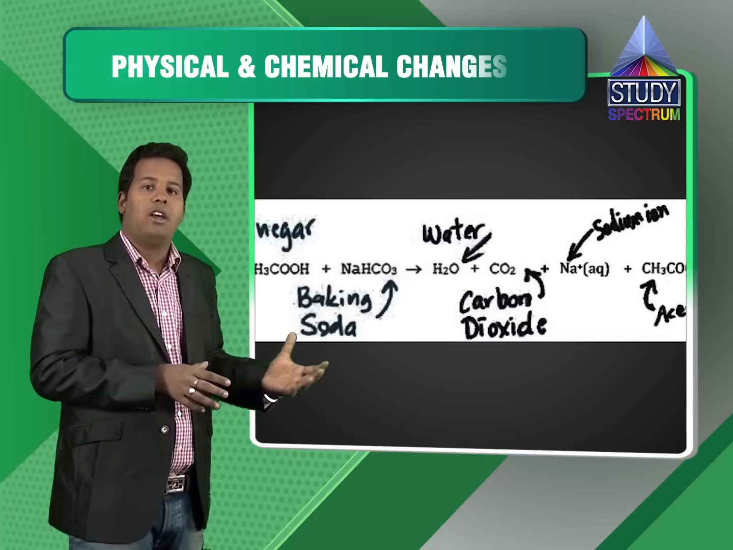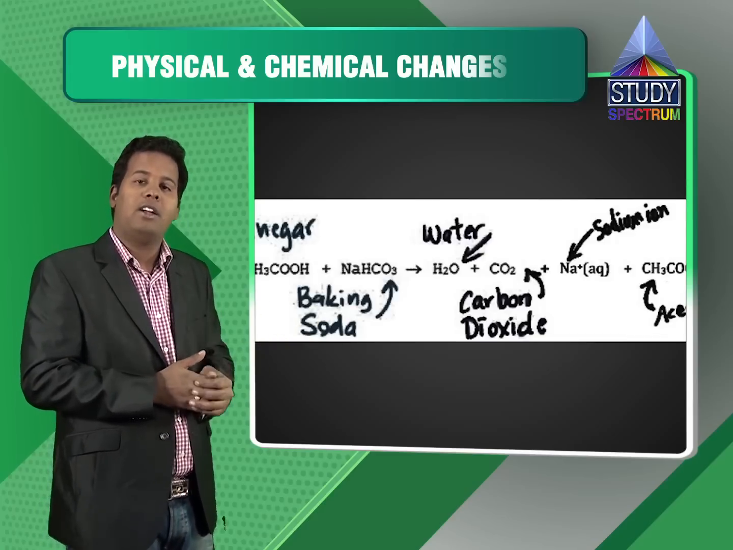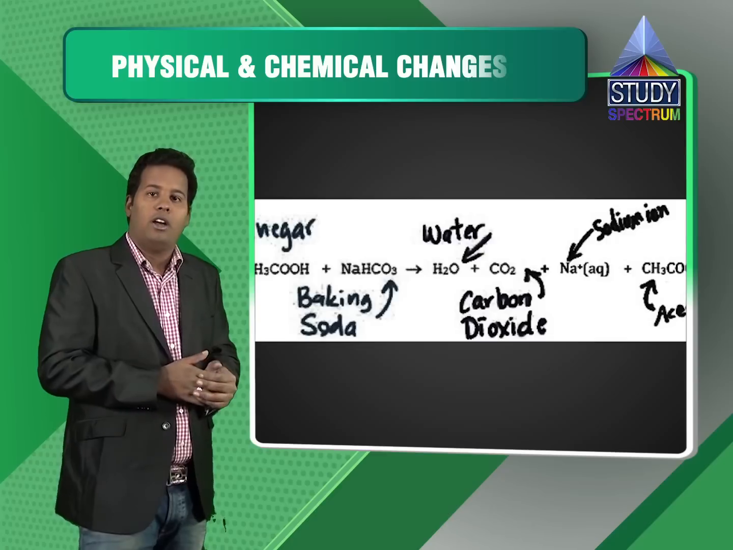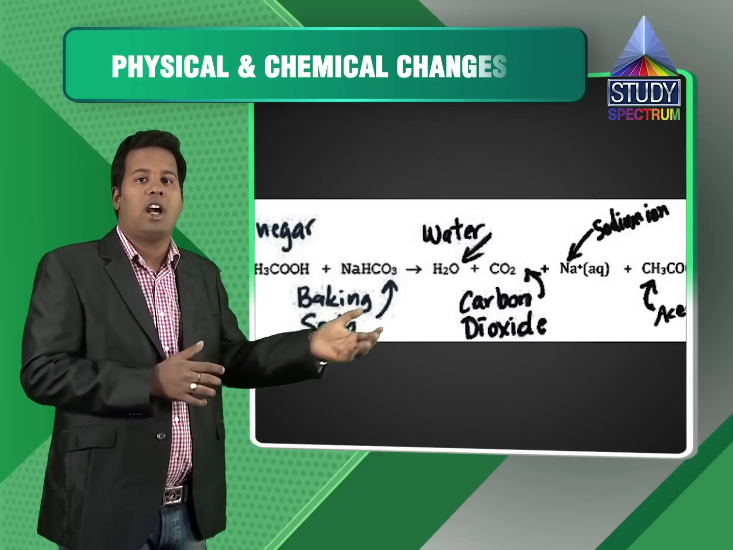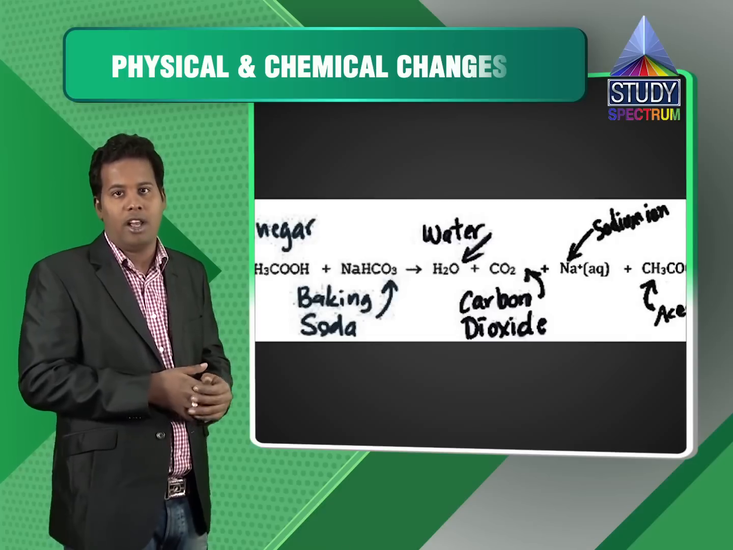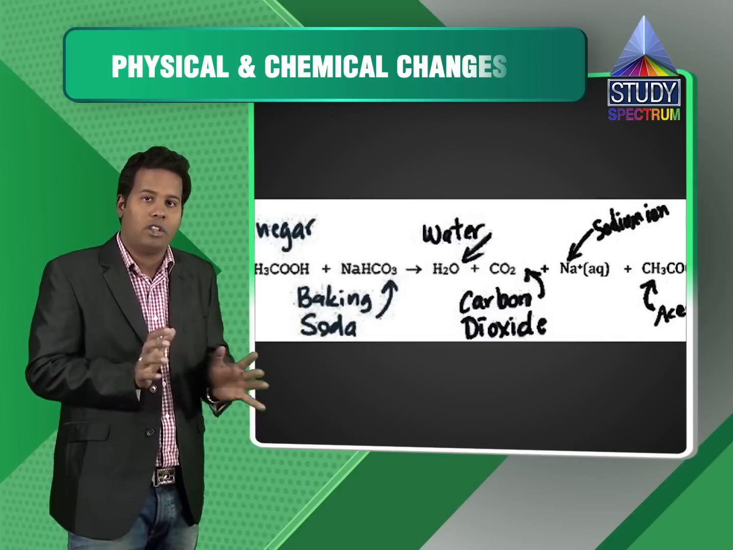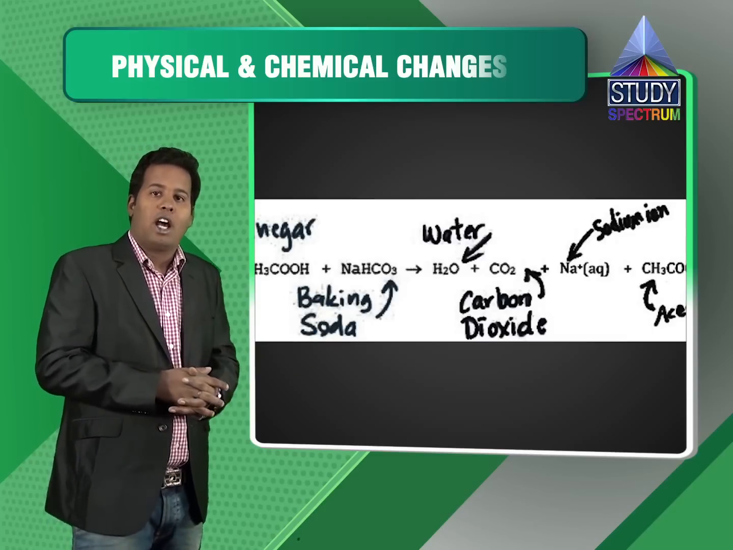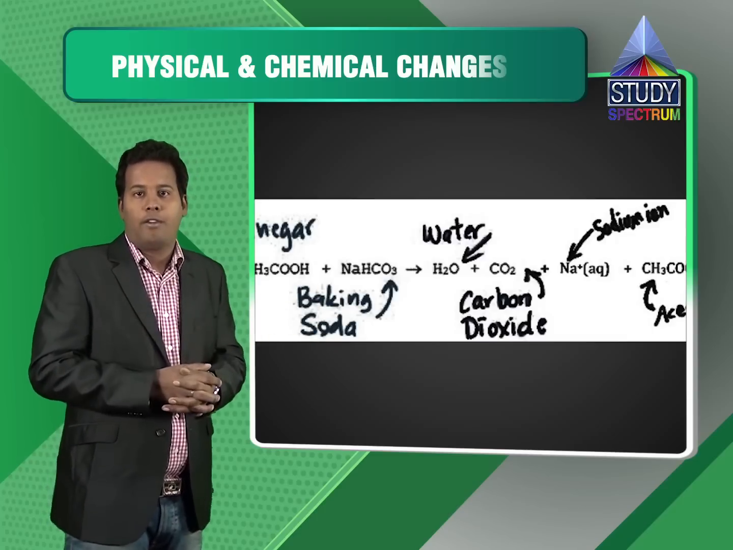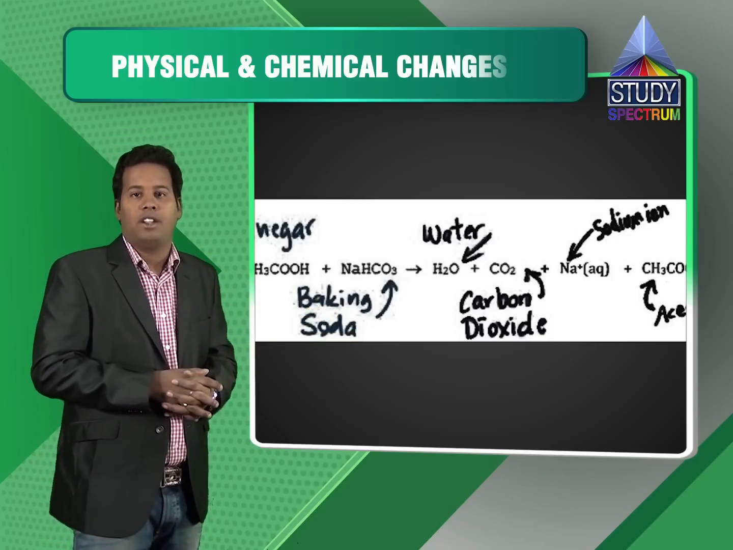So we have seen the reaction between vinegar, which is an acid, CH3COOH, acetic acid, and baking soda, that is sodium bicarbonate, which you can also call sodium hydrogen carbonate, NaHCO3. It has sodium, hydrogen, and carbonate CO3. That is why it is called sodium hydrogen carbonate, that is sodium bicarbonate. It forms bubbles of carbon dioxide, water, and also a solution of sodium acetate.